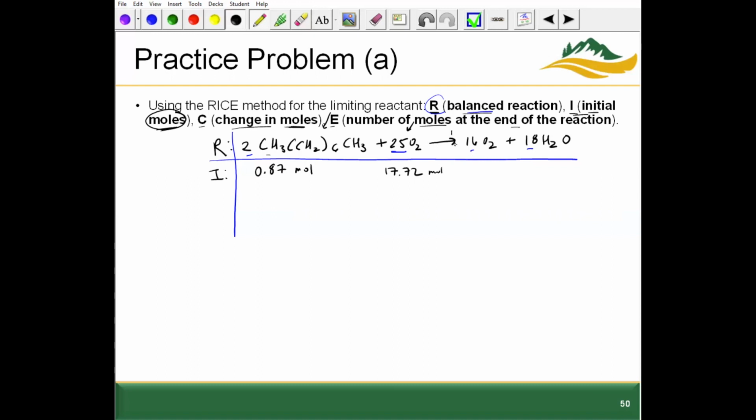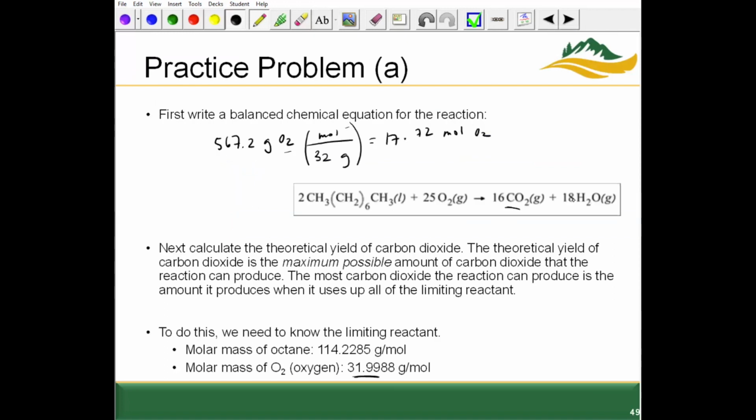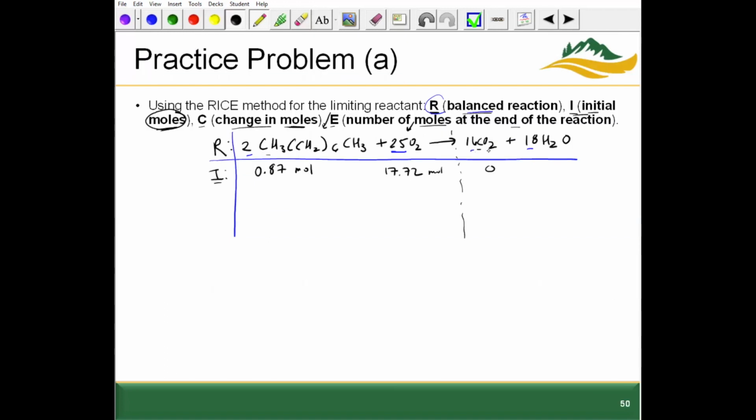Technically, if we want to write in the products as well, the reaction hasn't started, right? So initially there are no moles of CO2. I'm sorry, I did not put CO2 here. So the balanced reaction has CO2 here. So initially there's 0 moles of CO2 and 0 moles of water. That is the I step in this RICE table.